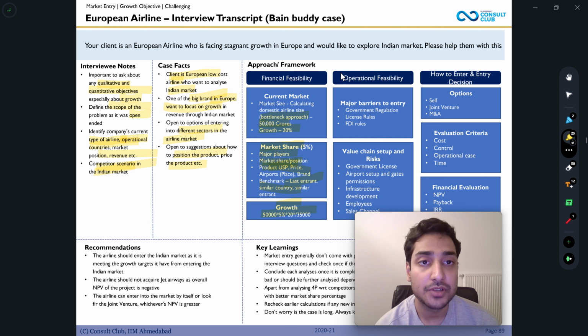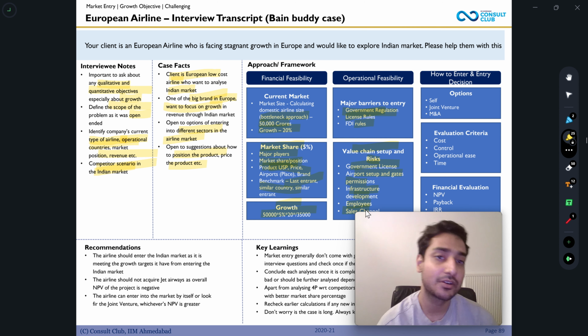So in terms of operational feasibility, what are the major barriers to entry? There are no government regulations. So you look into government regulations, license rules, and FDI approvals. We were given a green light that there were no issues. And for value chain, setup and risks, you have government license, airport setup and gate permissions, infrastructure development, employee sales. We were told to not go into operational feasibility, but if we were, we would look into these factors.